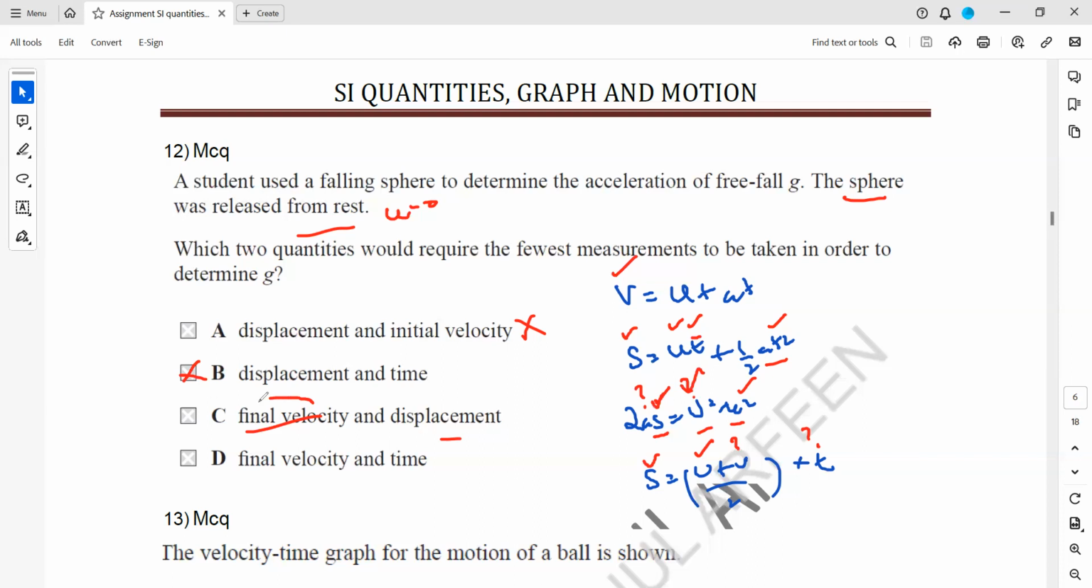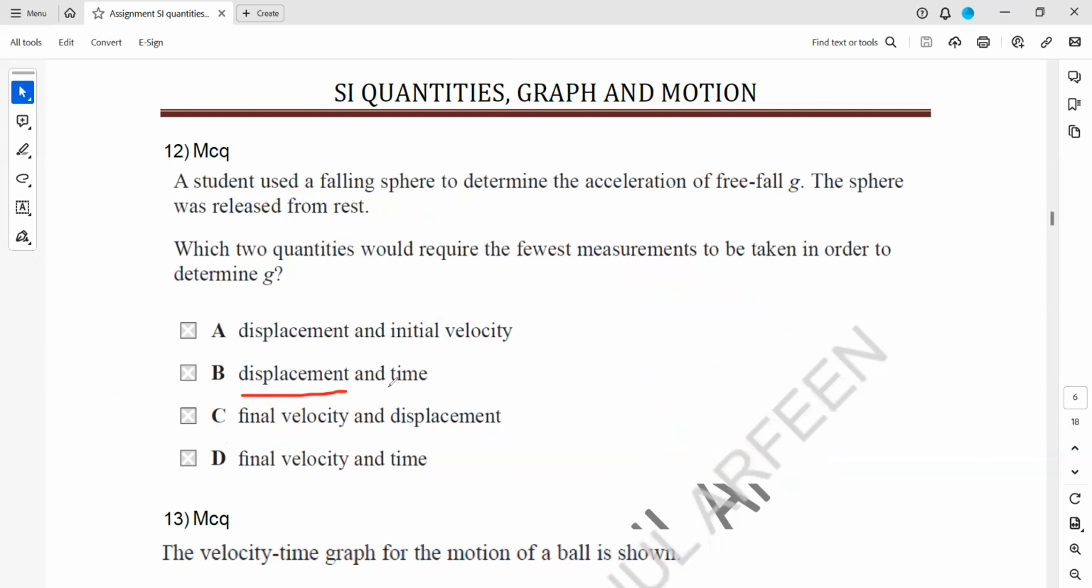But to get the velocity, how do you work out the velocity? Velocity is also displacement over time. You have to measure a displacement, or you have to use a light gate or a camera to work out the final velocity. So the quantities which can be measured directly give you the answer, and that is P. So these are the fewest measurements to be taken in order to get the acceleration of free fall. Is this one clear?